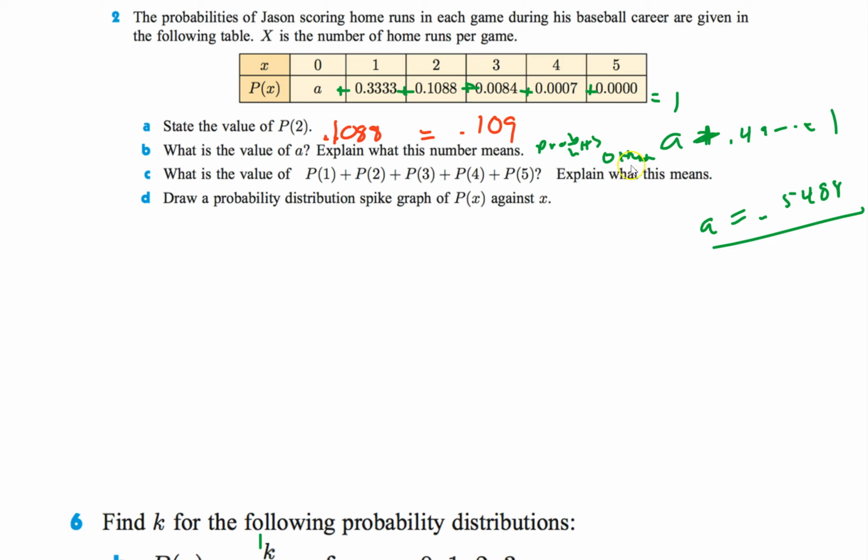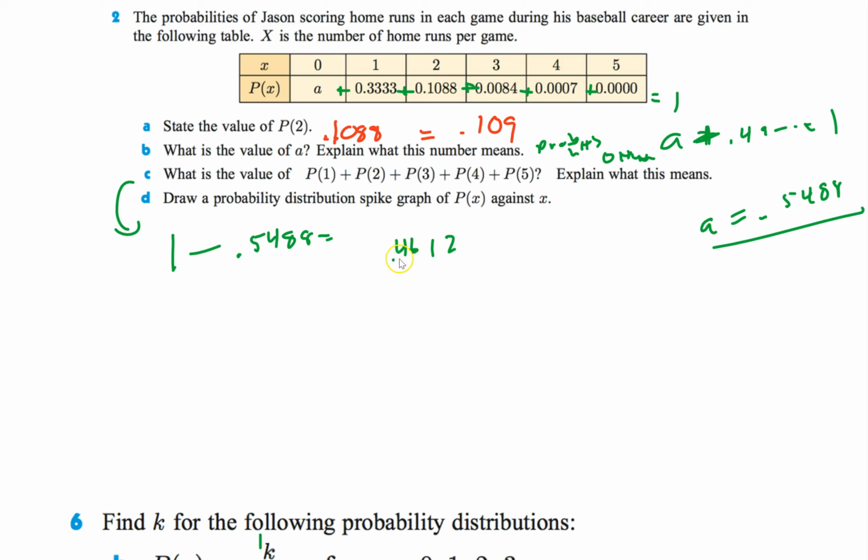Okay. What's the value of P1 plus P2 plus P3 plus P4 plus P5? Well, there are 2 ways you can do that. You can add up 1 plus 2 plus 3, 4, 5, or you can use a complement. What's the opposite of that? 1 minus the probability of no home runs. So there are lots of ways you can do that. You can just add all those up, take it the slow way, or you can do the mathematical way and subtract.